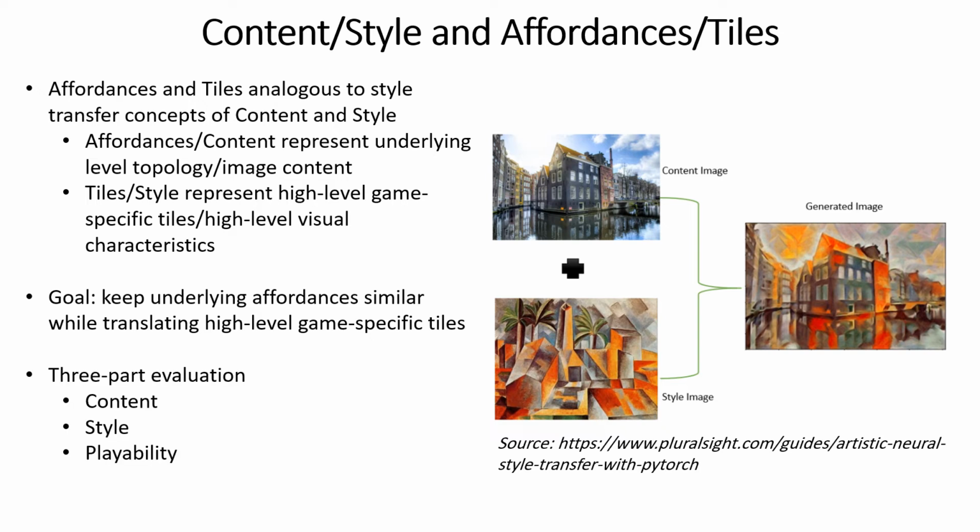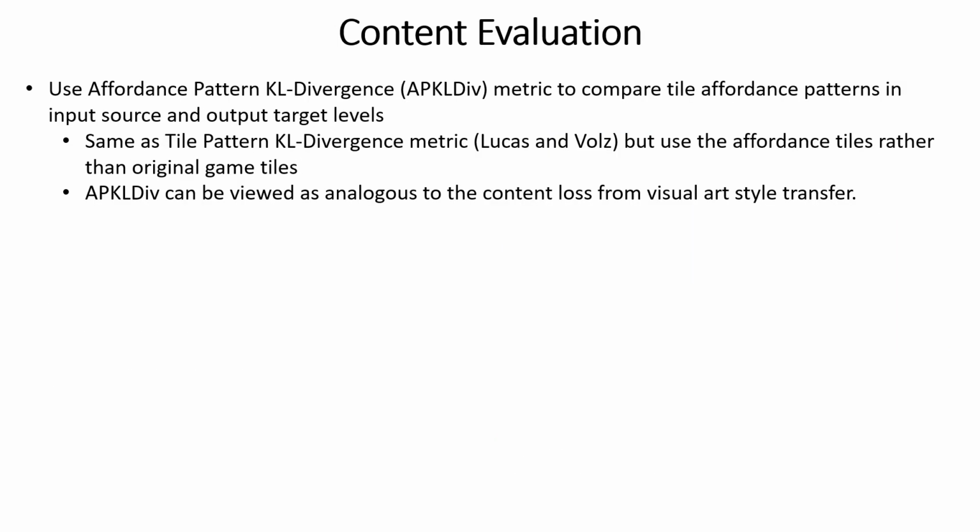With that in mind, we performed a three-part evaluation, separately looking at these notions of content and style, and also performing a third evaluation to get a sense of how playable the style transfer levels are. First we evaluated content, and again, we want the underlying affordances related to the level topology and structures of the target levels to be close to the source levels while transferring the style of the higher level tile representations. To evaluate that, we introduce this affordance pattern KL divergence metric with which we compare the tile affordance patterns in the input source and output target levels.